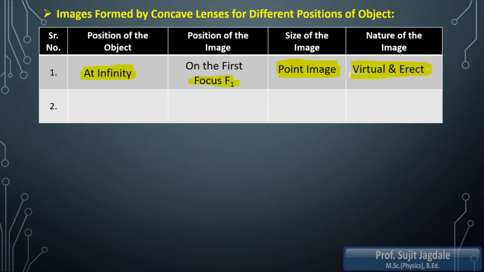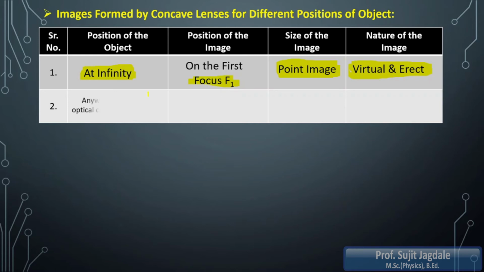That means we are not getting the real image, we are getting the virtual image, that means an imaginary image. So that's why it is referred to as a virtual and erect image. Erect means upright, or perpendicular to the principal axis.